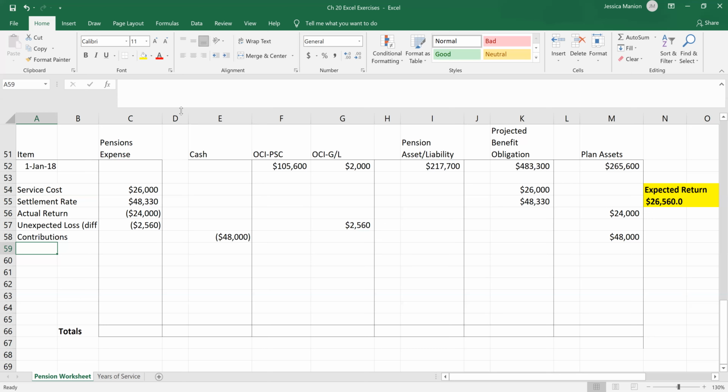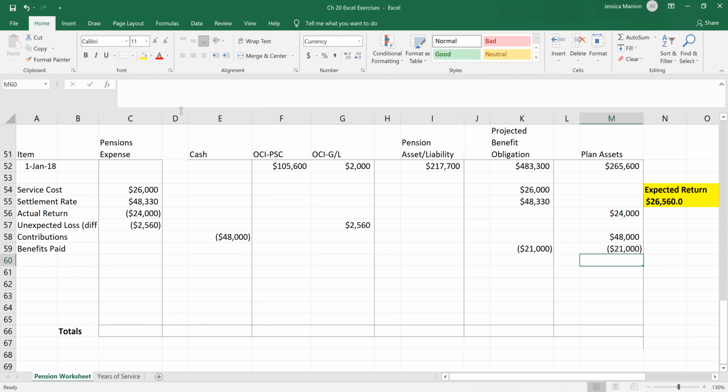What else do they give us next? Benefits paid. I'm just going right in order of how they give them to us. Remember, the benefits are paid through the plan administrator. So that just decreases the obligation and the asset. So benefits paid out 21,000. So minus 21,000 here, minus 21,000 there.